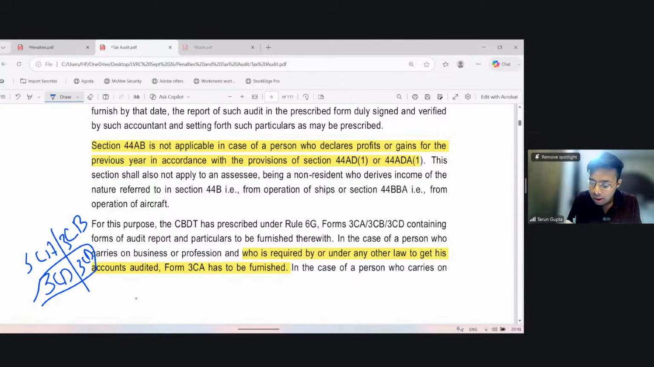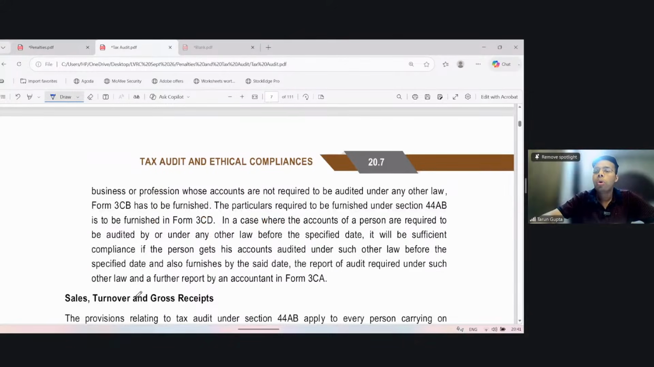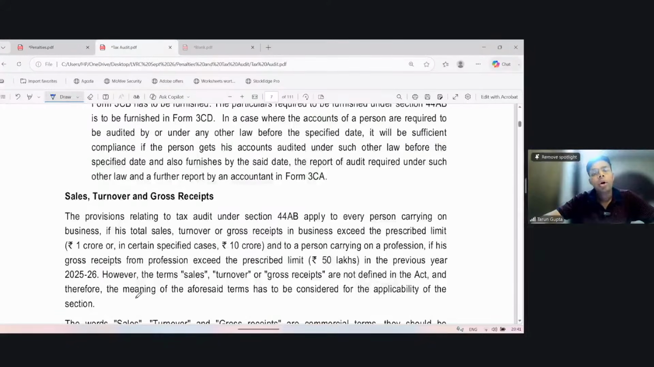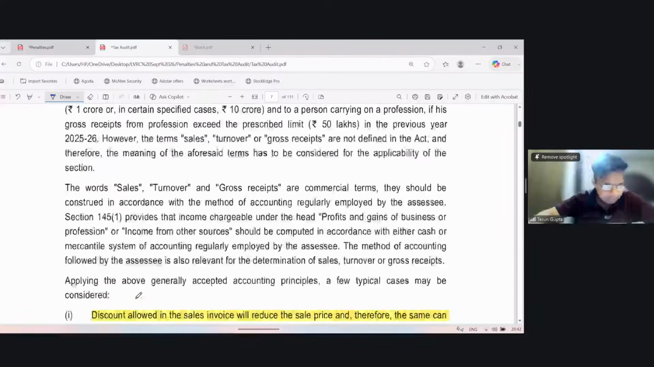If the person is required to get his books of account audited under any other law, then he is required to furnish the audit report in form 3CA. If he is not required to get books of account audited under any other law, then he is required to furnish the audit report in form 3CB. But in both cases, the audit report is supplemented by form 3CD. Okay.